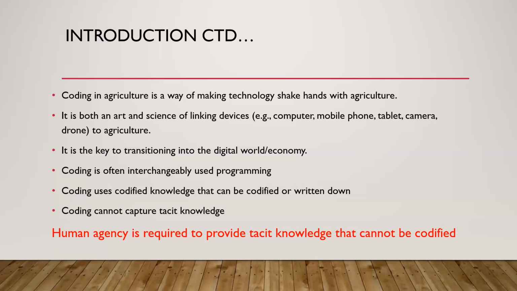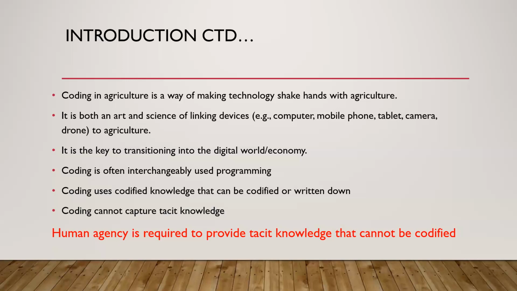Coding uses codified knowledge that can be written down, whereas coding cannot capture tacit knowledge. There is a difference between codified knowledge and tacit knowledge. Codified knowledge is the knowledge that one is able to write down. For example, if one is preparing breakfast, you can write down that you light the fire, then you put water in a kettle, and then you boil it and all of that. But there's some knowledge or skills that one can use as a human being that cannot be written down. That's what we call tacit knowledge.